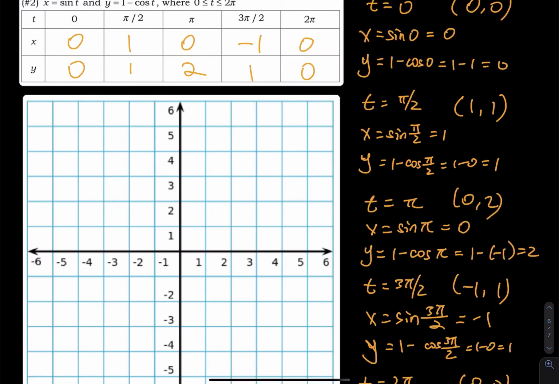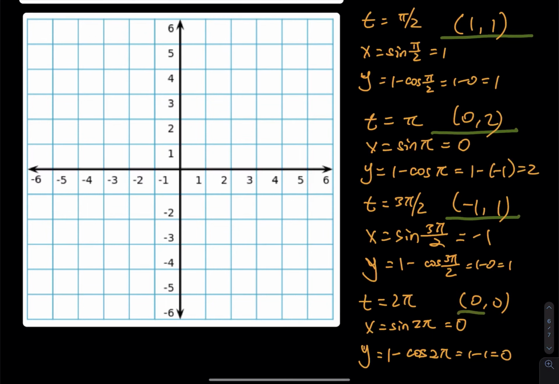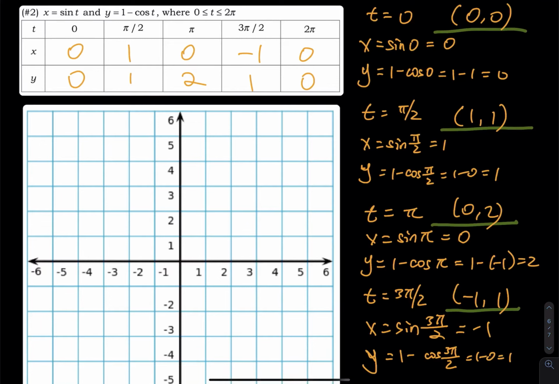So this is the first point, second point, third point, fourth point, and the fifth point. We have to go by this order. And for the t value, let's say you are doing a homework problem, you have to set up this table yourself. Make sure the t is in ascending order because we need the correct orientation. I need to know the correct path of the particle, which direction the particle is moving. I need to know the direction, which is called orientation. So t must be in ascending order from the smallest possible t to the largest possible t in the interval.